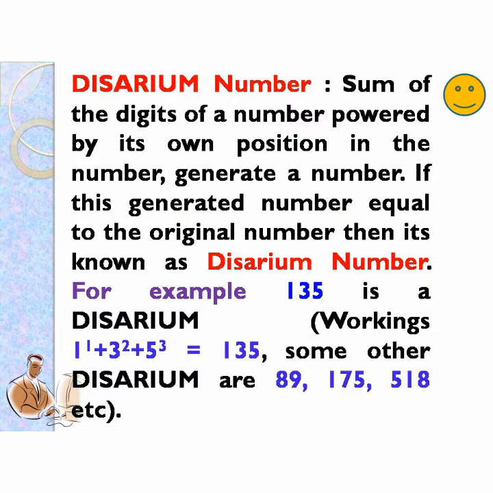Sum of the digits of a number powered by its own position in the number generates a number. If this generated number is equal to the original number, then it is known as a Disarium number.